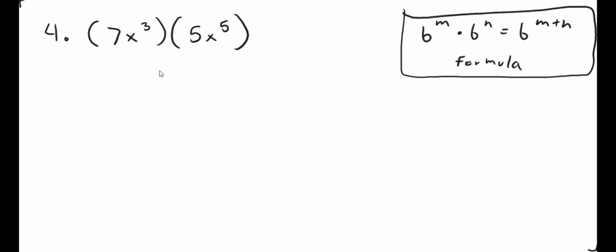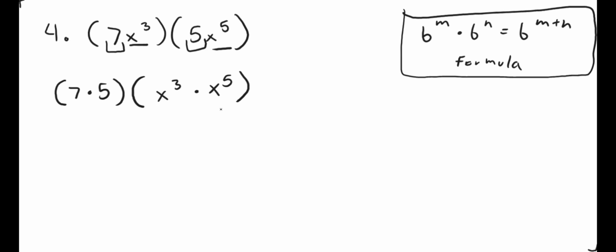Number 4, we got 7x cubed times 5x to the power of 5. So let's go. As we can see, we have a 7 and a 5. Let's push that to the side. So let's put x to the power of 5. Clearly we can see we have some x's right here, x cubed times x to the power of 5. So let's put them like this.